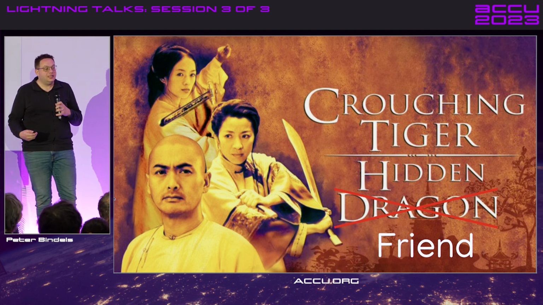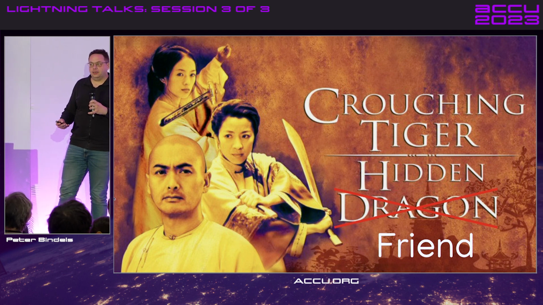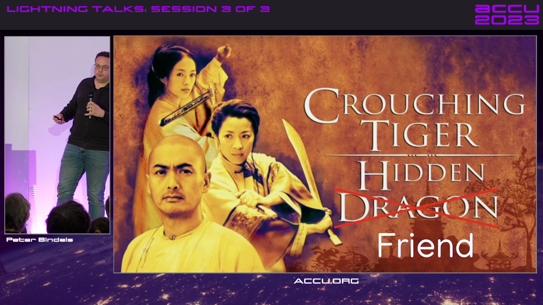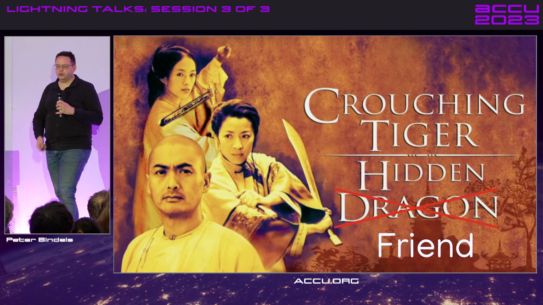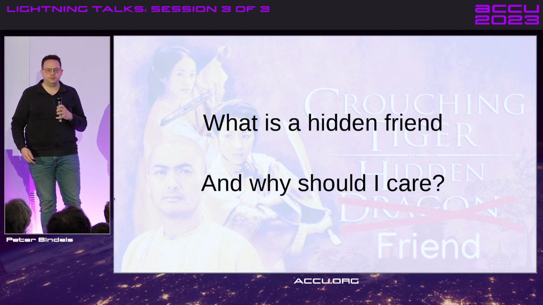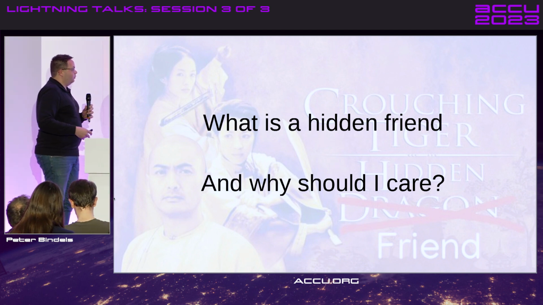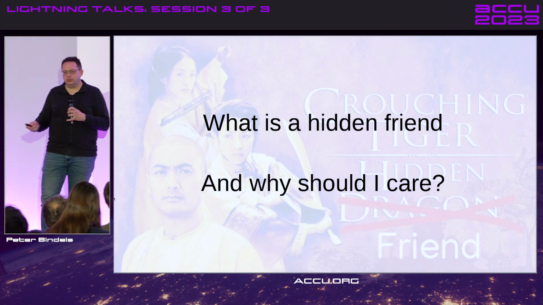It's a thing that I think everybody who touches or sees C++ should know about, and most people do, but some people don't. So let's talk about it. What are hidden friends? And why should I care? It's always my first question. This is a new thing, I don't know about it. Should I care? Should I even bother learning this?